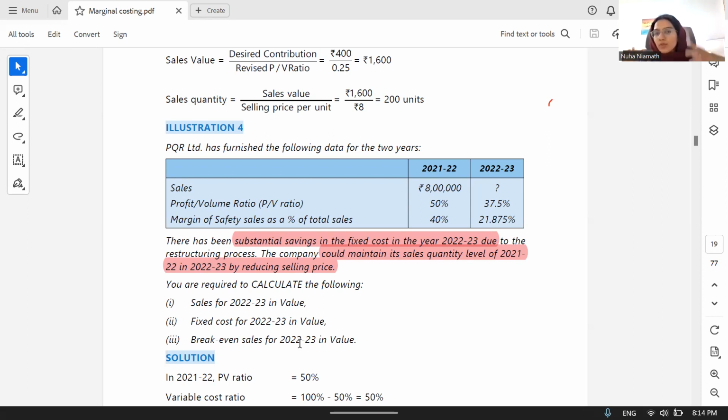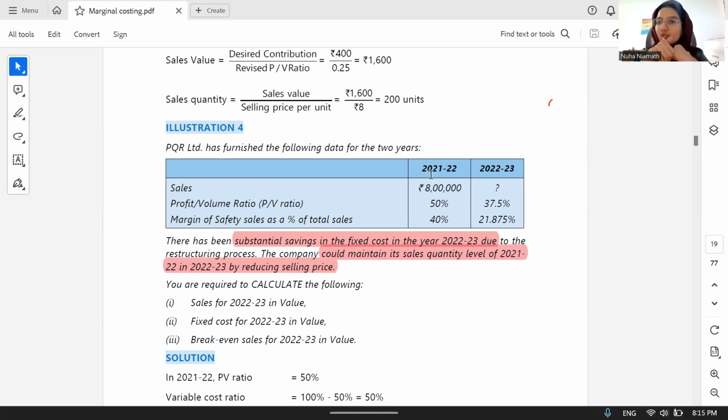You can definitely apply formulas and start working on it, but I want everybody to have a conceptual understanding here. So let's try to understand what all is given in the question. We have the sales, which is 8 lakhs. We have the PV ratio of last year, which is 50%. If the PV ratio is given, what all can you calculate from this for 21-22 which will be useful for us in 22-23? If you note in the question, do you see anywhere that variable cost has changed?